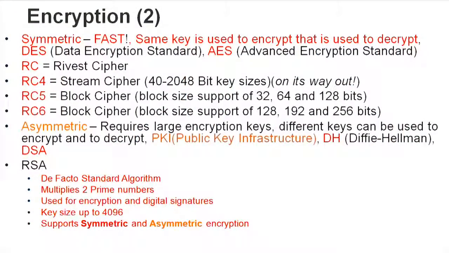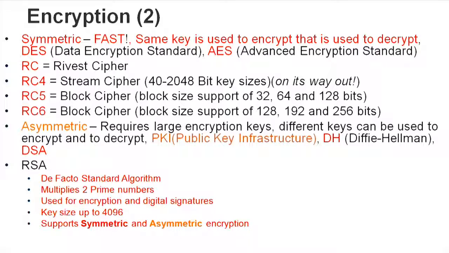So symmetric encryption is fast. The same key is used to encrypt that is used to decrypt. Symmetric versus asymmetric, huge test question. You need to make sure that this is clear and concrete in your heads. Symmetric is fast, and the same key is used to encrypt that is used to decrypt. That's why it's symmetric, okay? The same key on both ends.